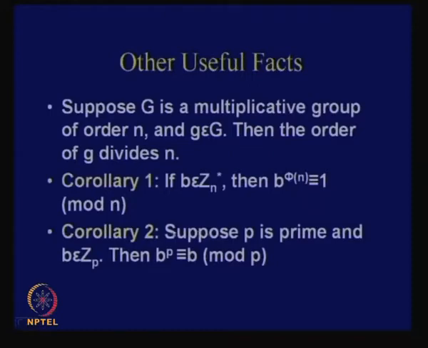Similarly, it follows that if n is a prime number, then phi(p) will be equal to p minus 1. So, b to the power of p minus 1 will be equal to 1. Therefore, b to the power of p will be equal to b mod p.